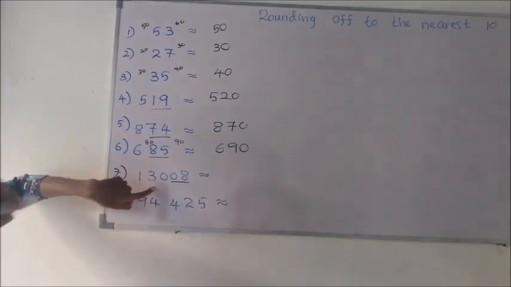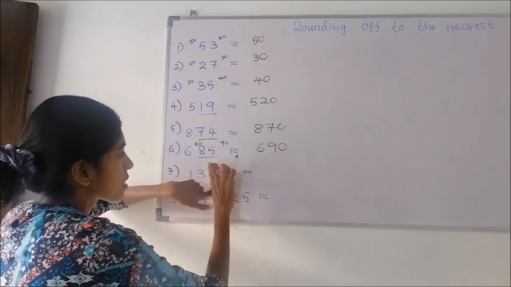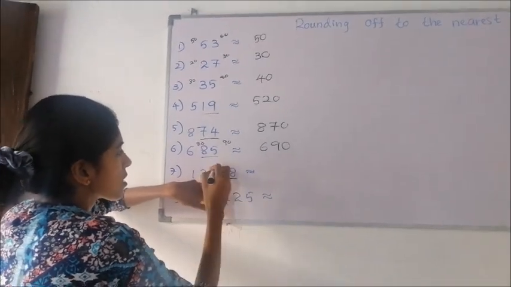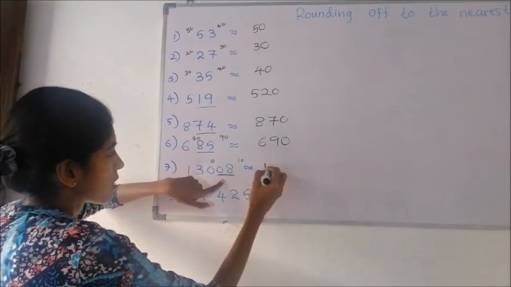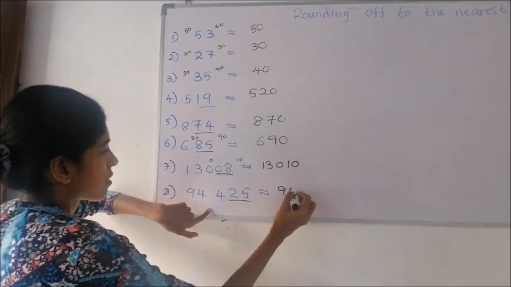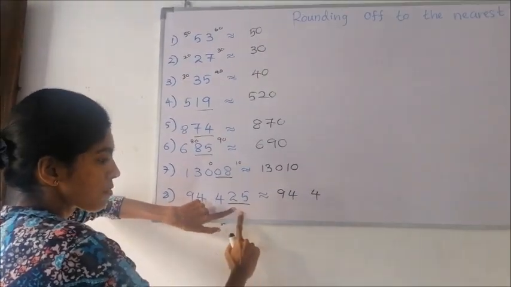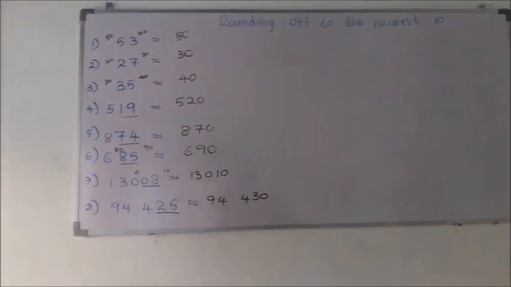Next, look at the last two. 8. When we consider 8, in between 0 and 10, no? 0 and 10, and this belongs to the next number, 13,010. 25. 25 is the middle number, it should go to the next number, 30, multiple of 10.